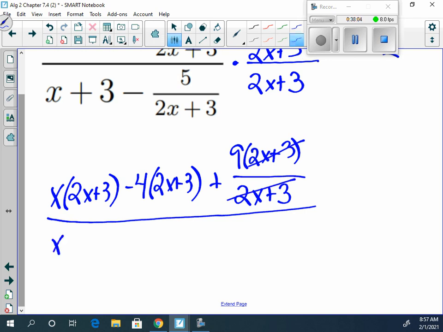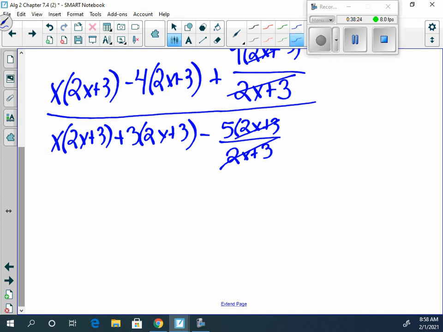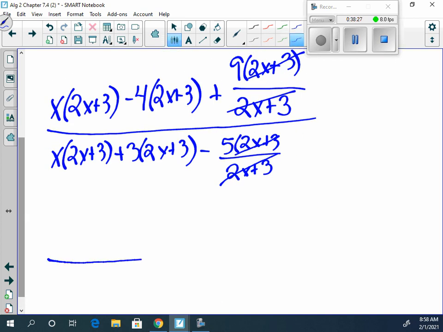Now, the denominator will have x times 2x plus 3 plus 3 times 2x plus 3 minus 5 times 2x plus 3 over 2x plus 3. Again, those will cancel. So our fractions actually simplified pretty well because the top one's going to be 9 and the bottom one's just going to be 5. But we do have to multiply everything else.